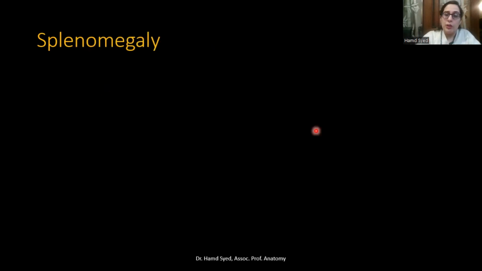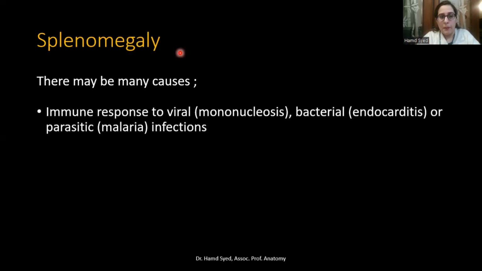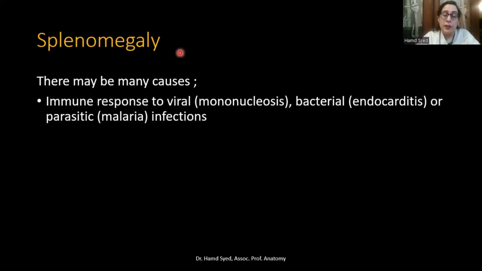Now, let's come to the clinicals of the spleen. You must have heard about splenomegaly. We know that this term literally means an enlargement of the spleen. And there may be many causes of splenomegaly. It could be due to an immune response to infections. The infection might be viral, bacterial, or parasitic.